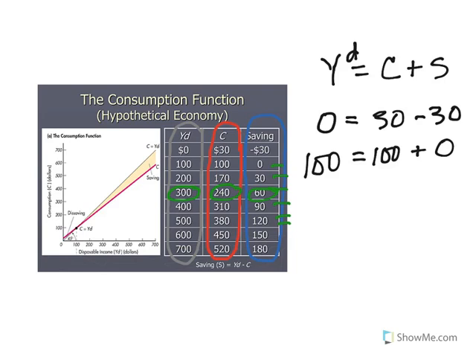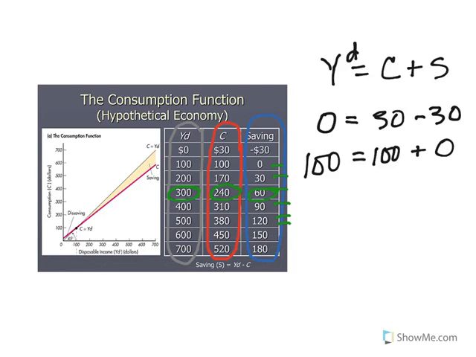Again, notice that the consumption function has a positive slope, which means that the amount of money that we spend is positively related to the amount of money that we make, which is the same thing as saying the more money you make, the more money you're going to spend.